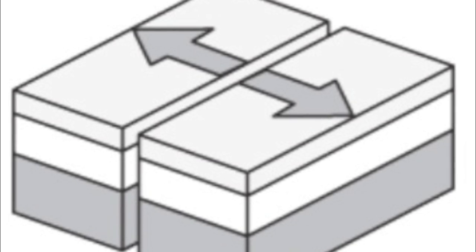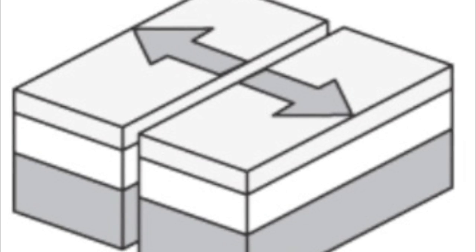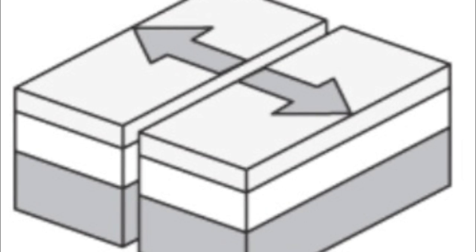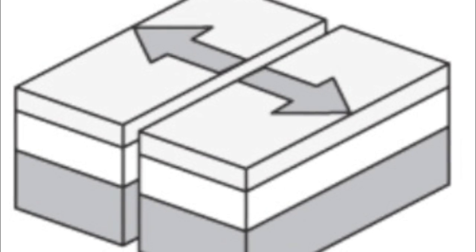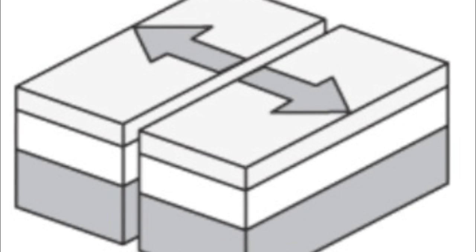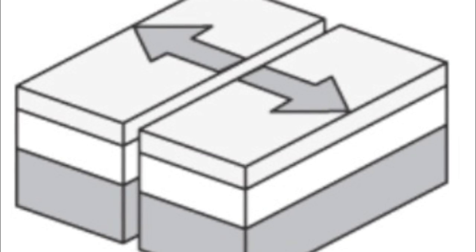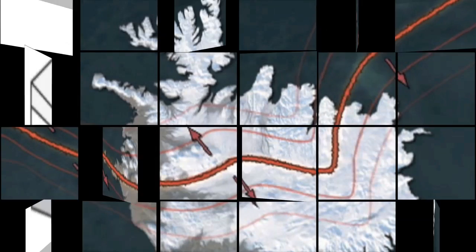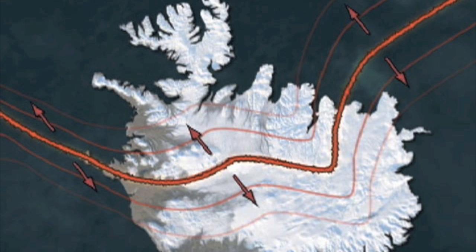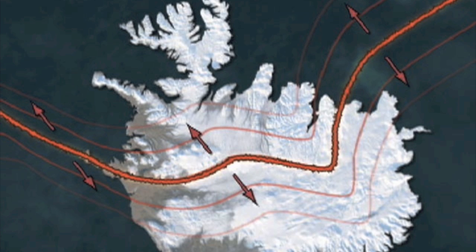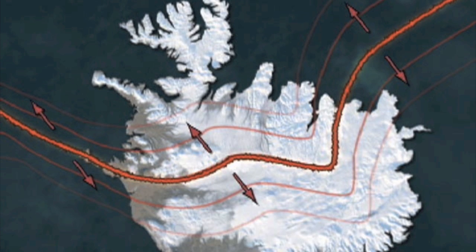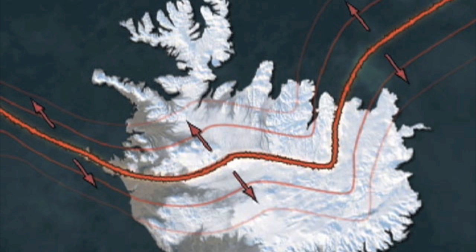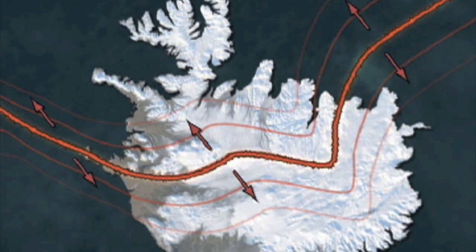This is the divergent boundary, where two plates slide away from each other, causing a crack in the Earth's lithosphere. Here's an example: Iceland is a divergent boundary where there's a crack in the ice and it's splitting apart.